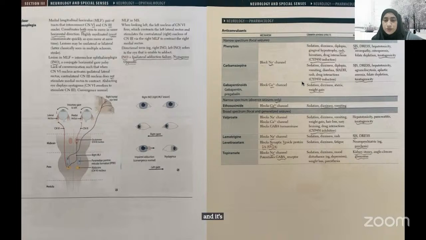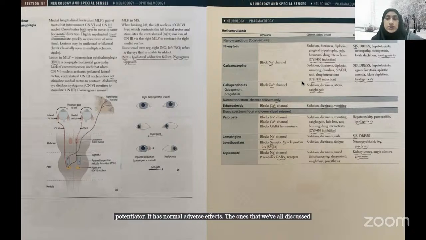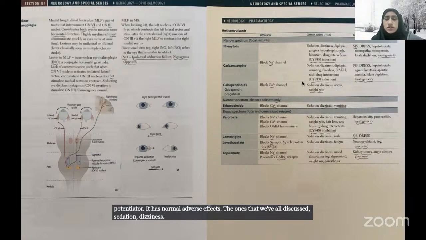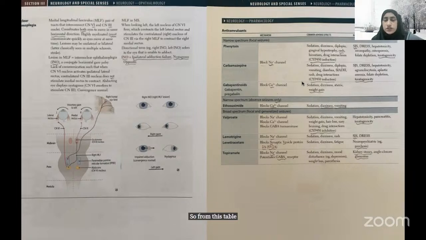Lastly, we have the drug topiramate, which is a sodium channel blocker, and it's a GABA A receptor potentiator. It has the normal adverse effects, the ones that we've all discussed: sedation, dizziness, mood disturbance, weight loss, depression. But the most important side effect that you have to remember is that it can cause kidney stones and angle-closure glaucoma. So from this table, the adverse effects are all basically the same, except you just have to remember a few of them.